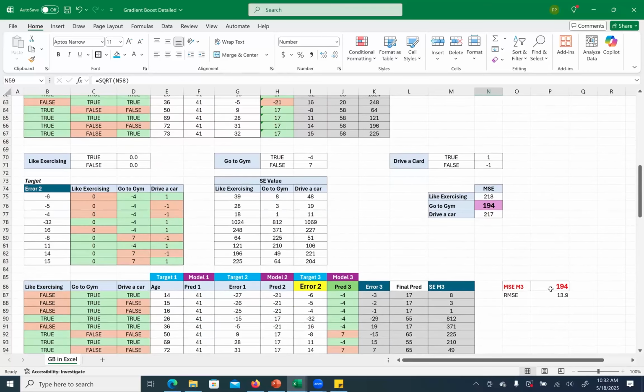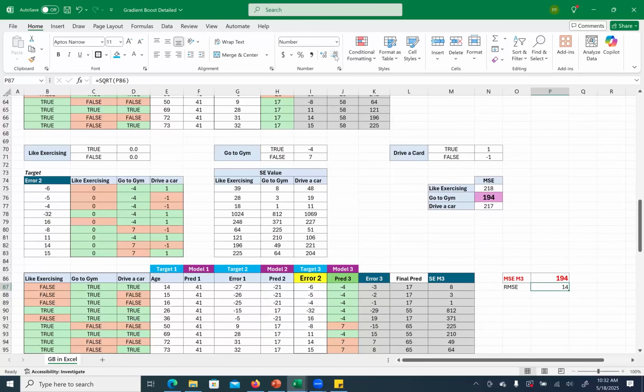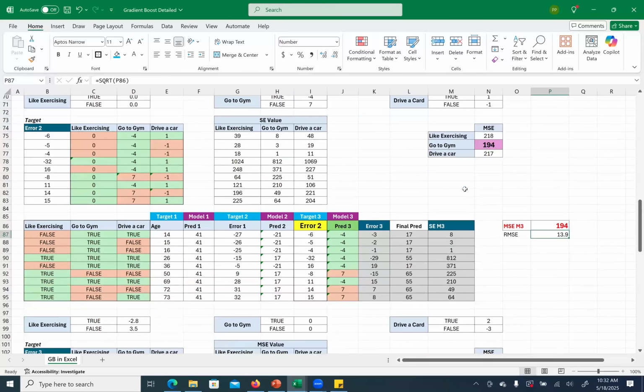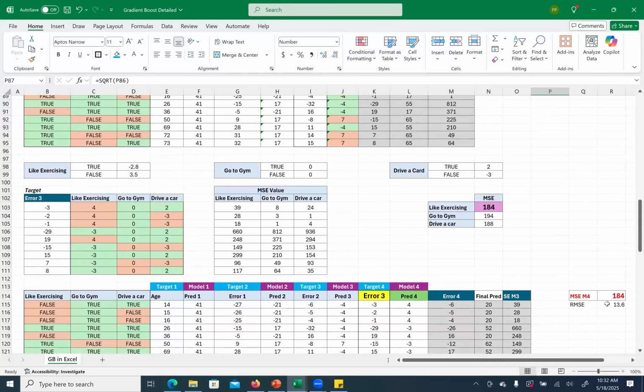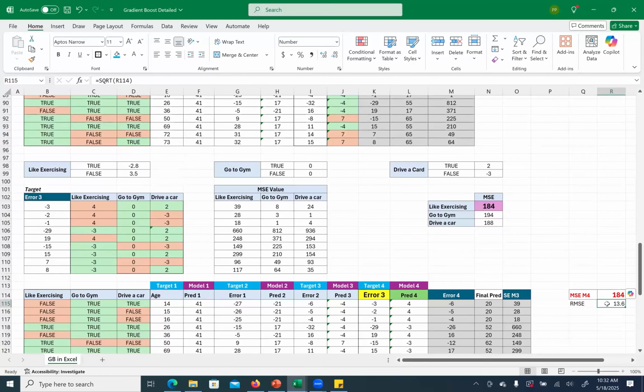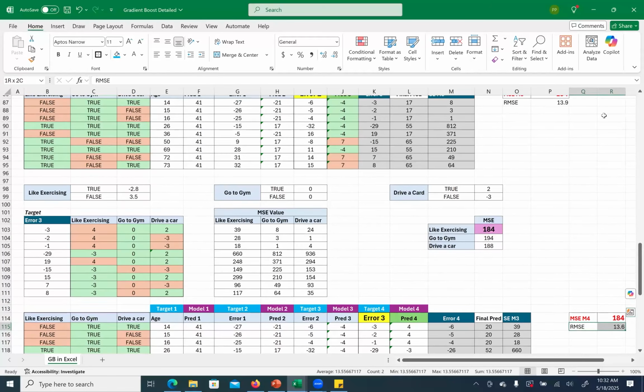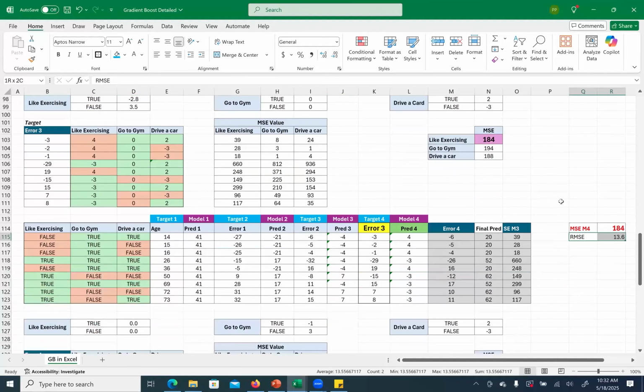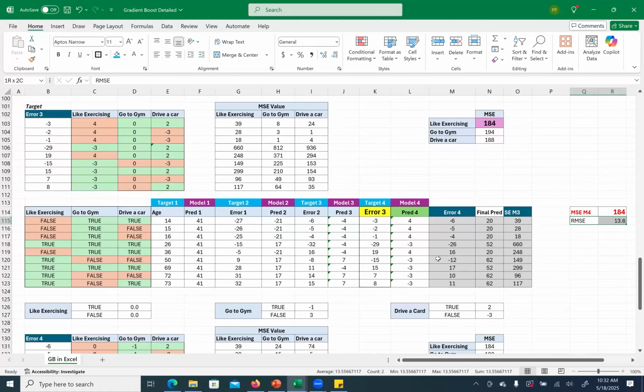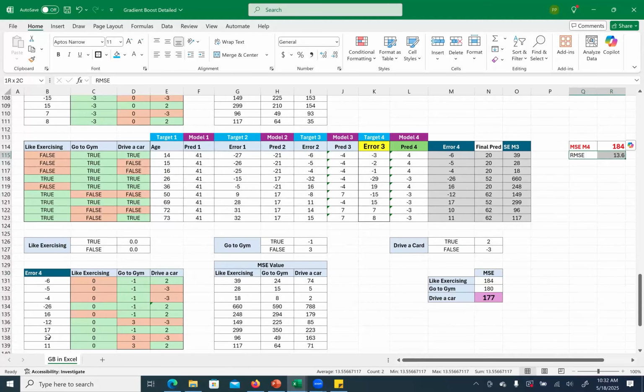Then it became 14. Right? And then from 13.9, it became 13.6. So with each iteration, the improvement that you will make will go down. Earlier it was 13.9, now only 13.6. Right? Now error 4 will become my target variable again.